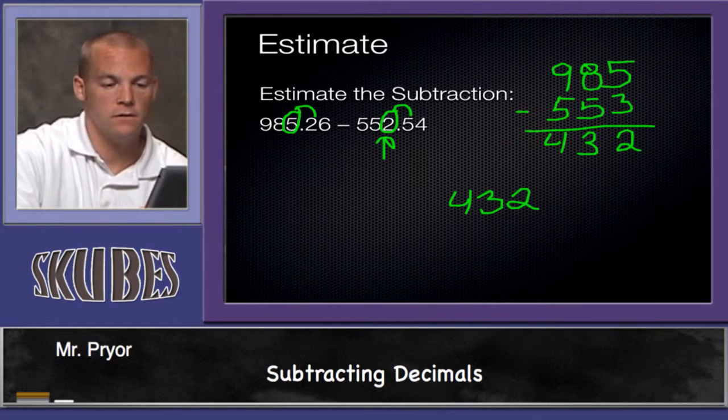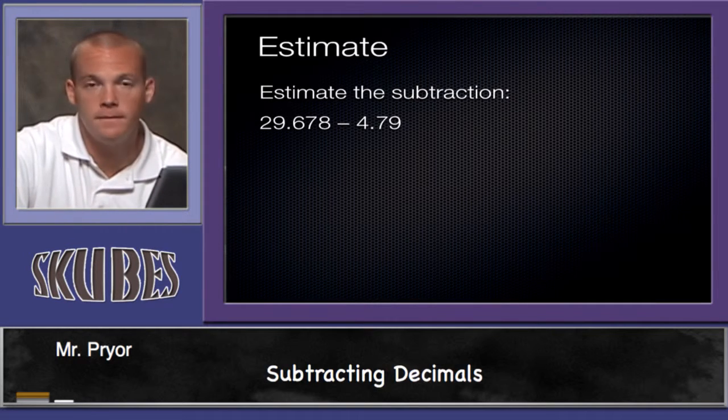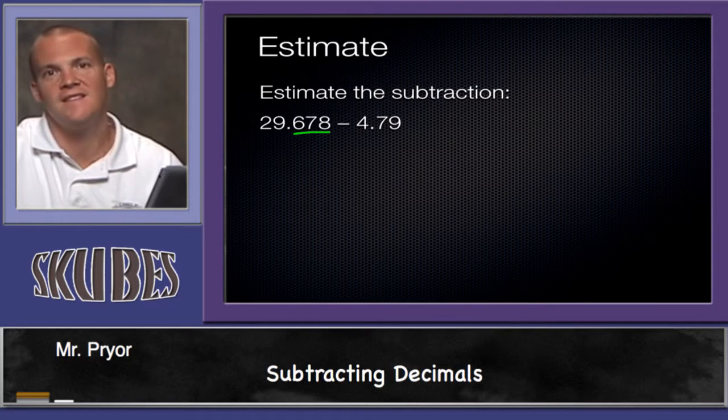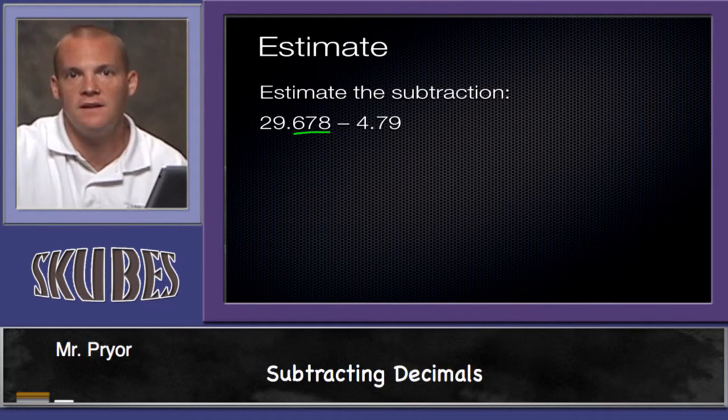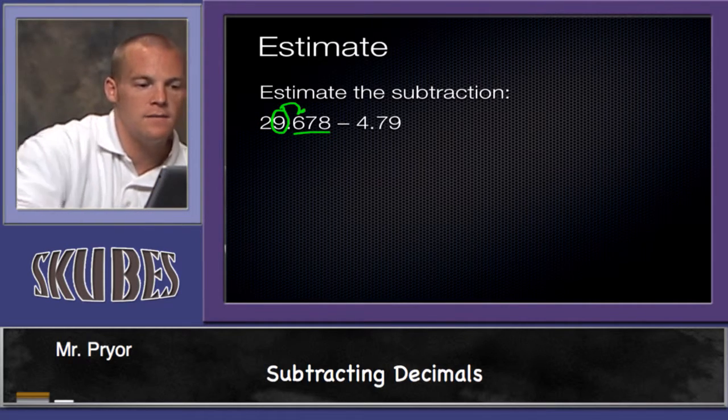All right, let's take a look at one more. Estimate the subtraction. So again, notice this one goes out 3 digits after the ones place. Again, it's not necessary to pay any attention to that. Really, all we need to look at is the 9 and whether or not it needs to be modified.